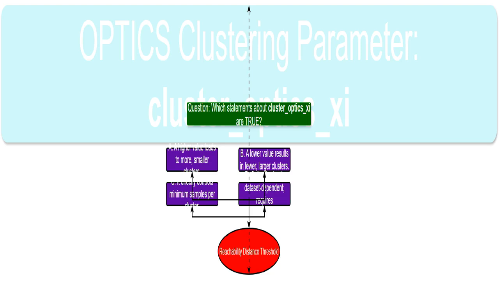This parameter, cluster_optics_xi, in scikit-learn's optics clustering algorithm sets the threshold for reachability distance. It's like a tuning knob that determines how close data points need to be considered part of the same cluster. A higher value means a stricter threshold, while a lower value allows for more distant points to be grouped together.